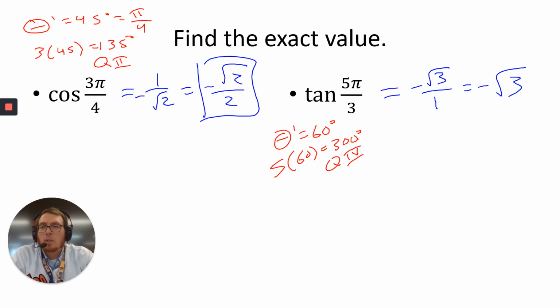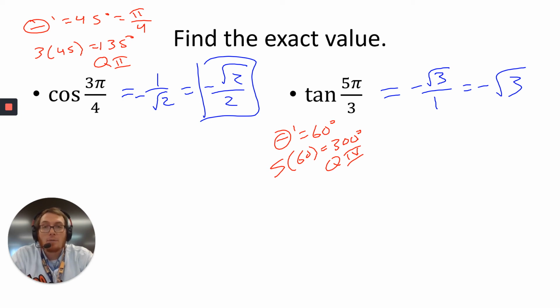Okay, I wanted to review a little bit of exact values again and reference angles. So cosine of 3 pi over 4, remember pi over 4 has a 45-degree reference angle, times 3 would be 135, which is in quadrant 2. Nice thing about 45 is it's 1 over root 2 for sine and cosine. The only issue is if it's positive or negative. And in quadrant 2, cosine is negative, so the answer is negative root 2 over 2.